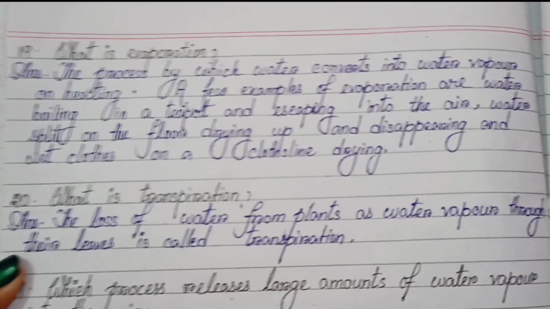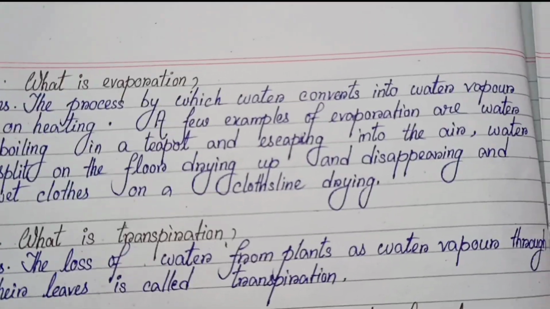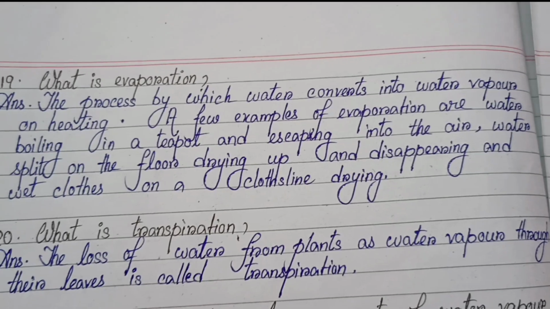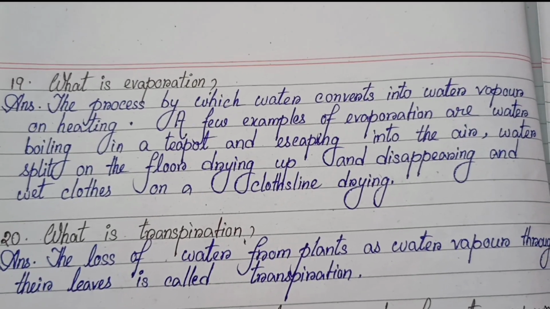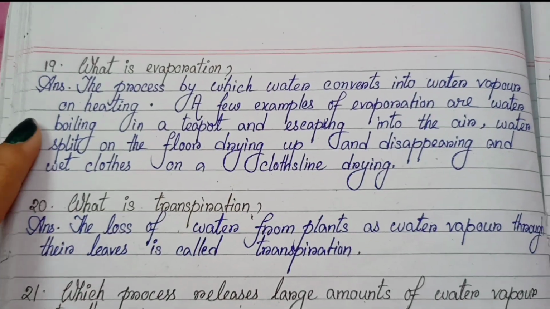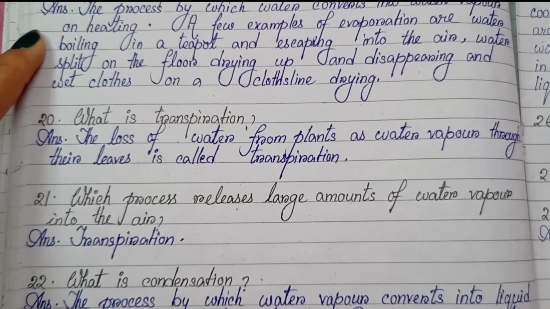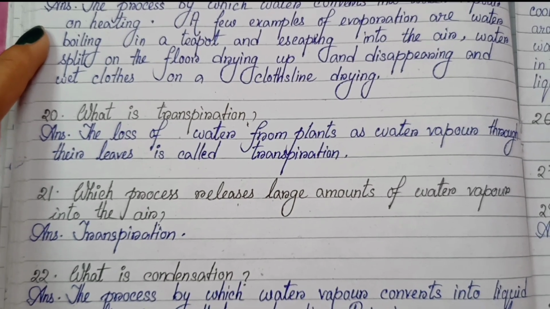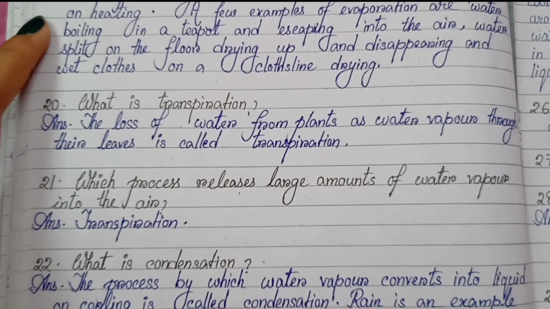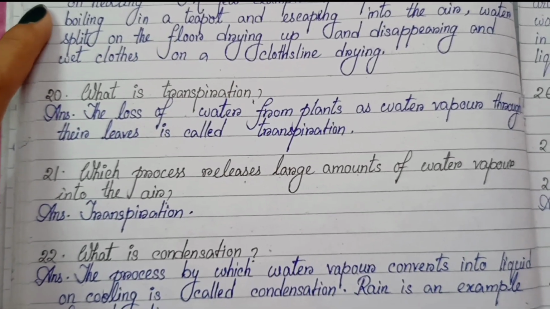A few examples of evaporation are water boiling in a teapot and escaping into the air, water spilt on the floor drying up and disappearing, and wet clothes on a clothesline drying. Number 20. What is transpiration? The loss of water from plants as water vapor through their leaves is called transpiration.